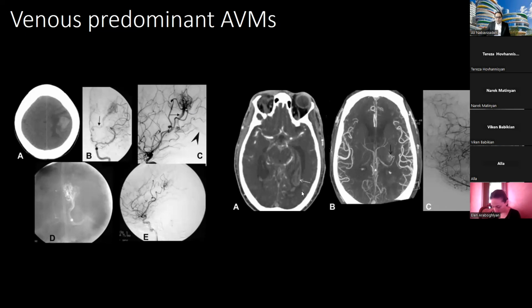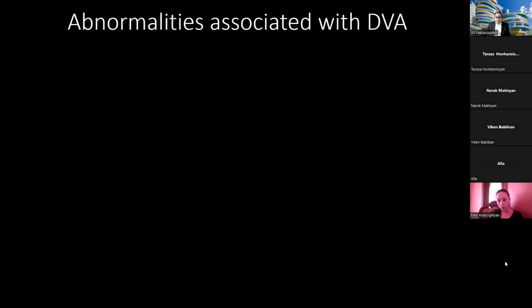Another patient with the same diagnosis came with intraventricular hemorrhage. And this is the CTA, where we see a DVA-like structure, which is concerning to see during the arterial phase of the CTA. And again, on cerebral angiogram, we can see that there is an early draining vein, indicating that this is not just a typical DVA, this is a venous predominant AVM.